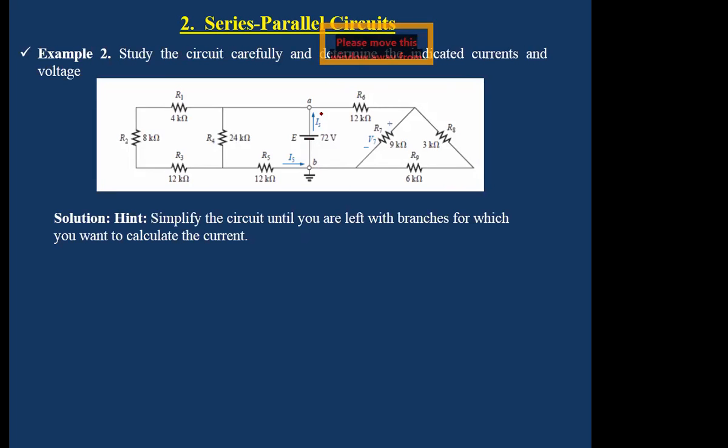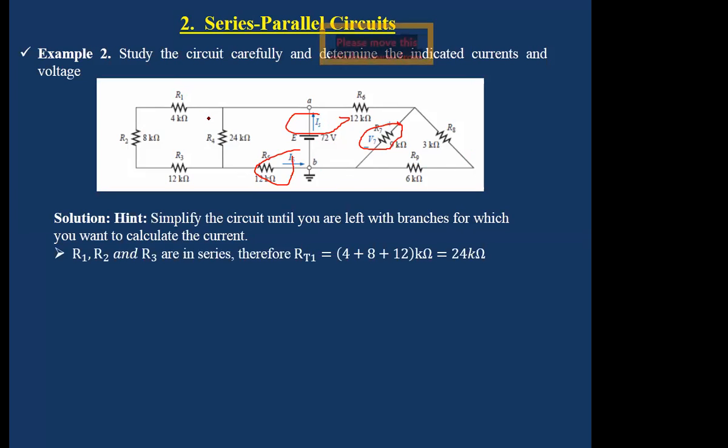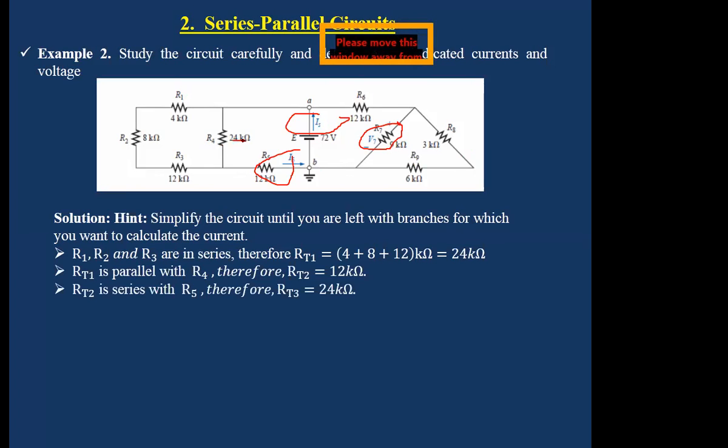So in that case, we have this branch, and we have that branch. So we can combine anything else and try to leave those branches intact, because we want to make calculations for those branches. So R1, R2, and R3, they are in series, therefore the R total is 24 ohms. Then that R total is now in parallel with 24, and you get your 12 ohms. Then the RT is now in series with R5, so it's now 12 plus 12, you get your 24 ohms.